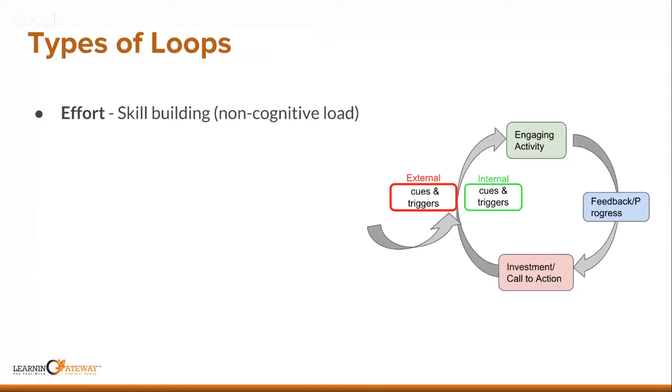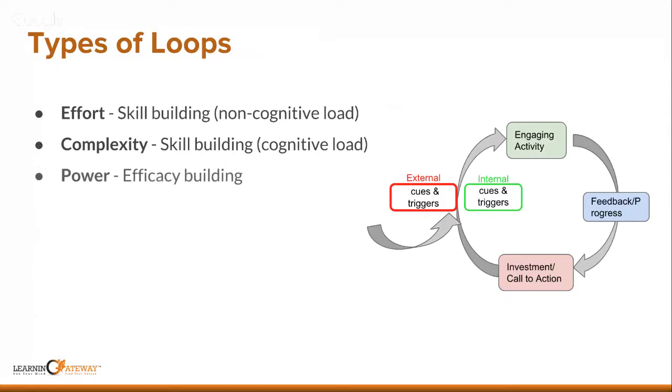The first type of loop is effort. These are all going to be skill building loops; that's our whole purpose. But effort speaks to more of a non-cognitive load. If you think about the little graphic we used about effort and load and balancing, an effort loop focuses on skill building when it's non-cognitive. A complexity loop is more of a cognitive type of load. So we're talking about skill building around an activity that's more difficult. I'm going to define each of them more closely after we go through the list.